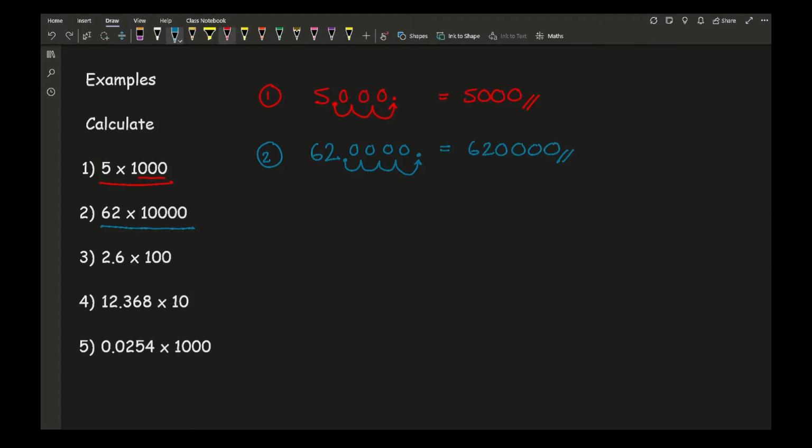And I get a different color pen. Let's go for yellow. So here I've got 2.6. Now with 2.6, I have a decimal point.